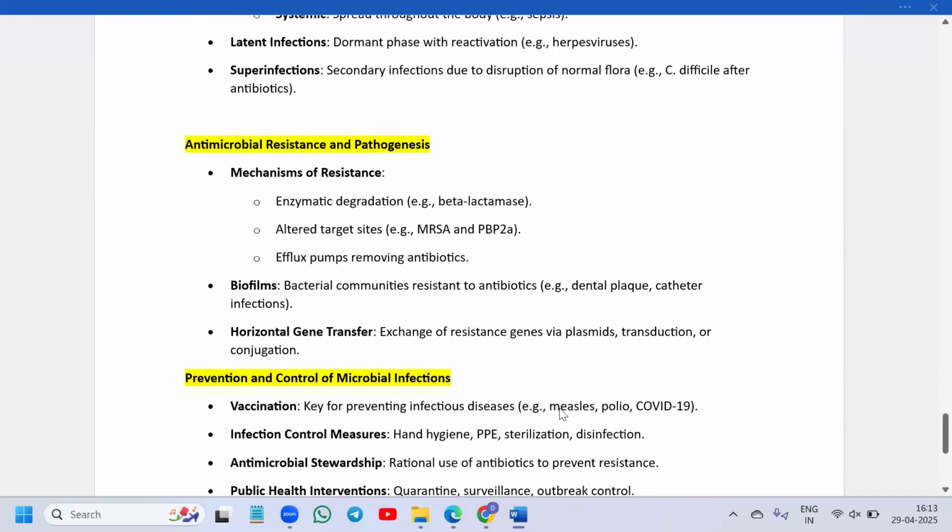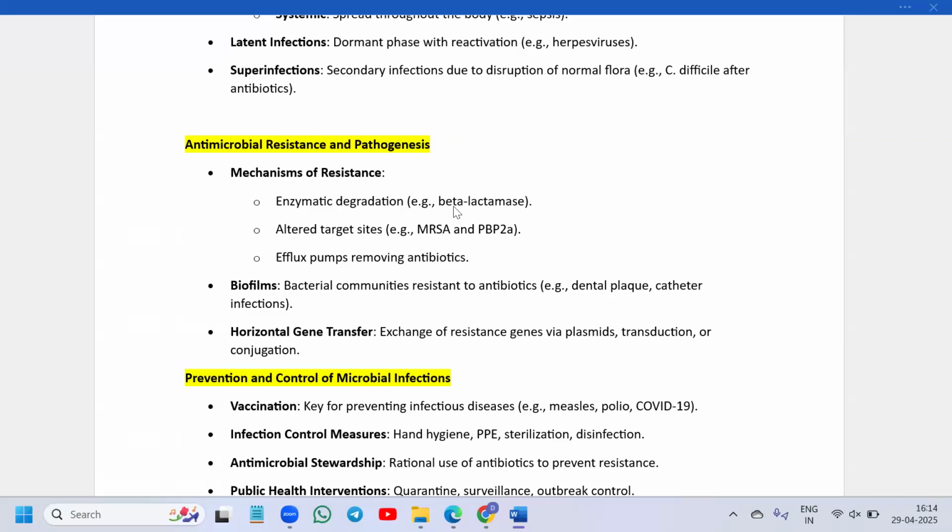The next is antimicrobial resistance and pathogenesis. What are the mechanisms of resistance? So what do we see? If you are infected with a bacteria, you are giving an antibiotic to treat or to kill the bacteria. Now what happens? The bacteria becomes very smart and will try to develop some resistance mechanisms to the antibiotic that you're giving. So even if you administer that antibiotic, it's not going to work, because the bacteria has developed resistance against the antibiotic. So what are the mechanisms of resistance?